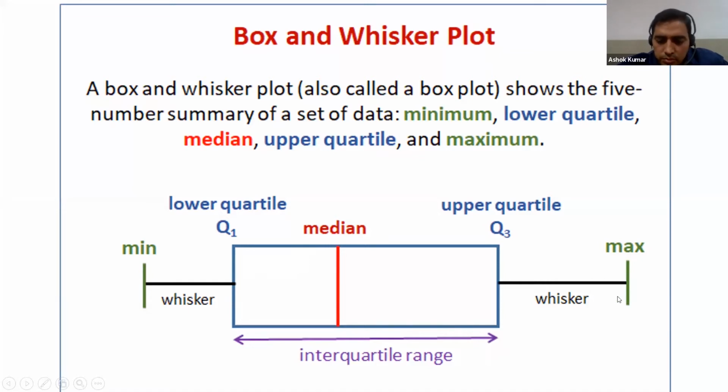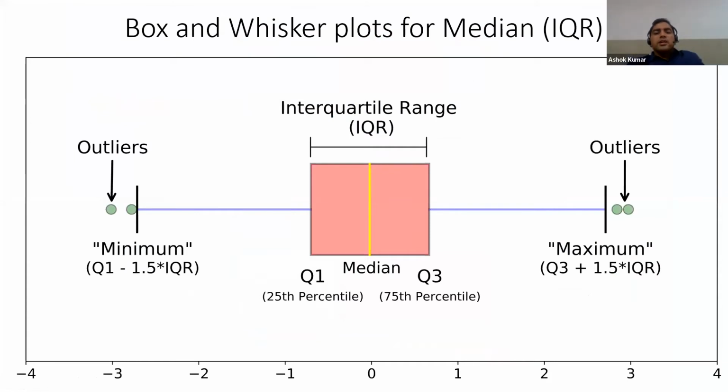So there is some mistake here. This is an in-depth rectification of this box and whisker plot. You can see this is the median. You can get the median here and here, and this is Q1 and Q3. This is the interquartile range.